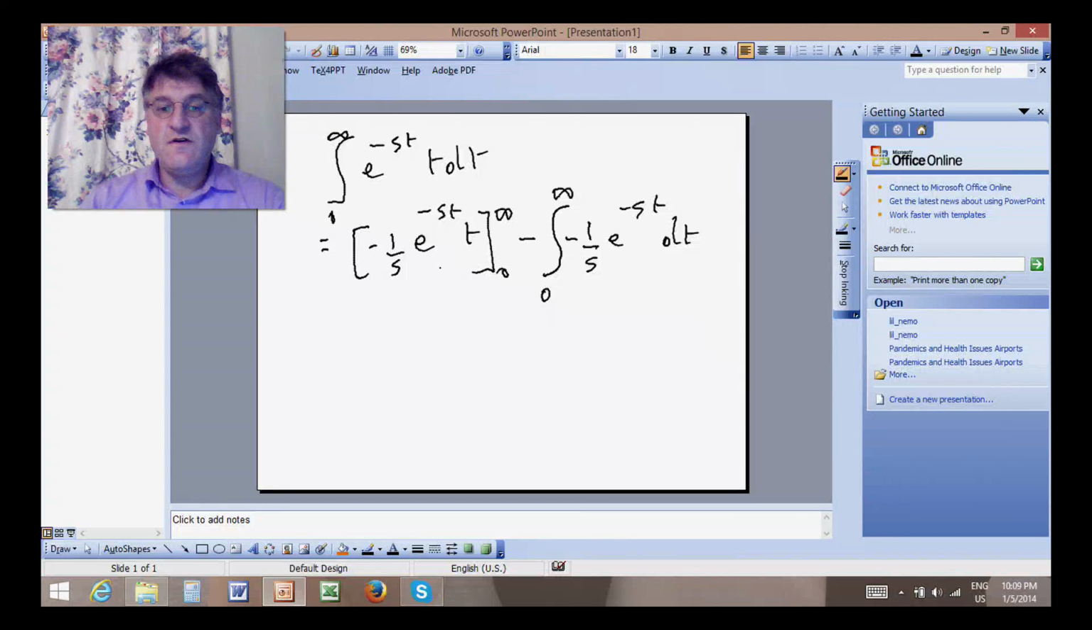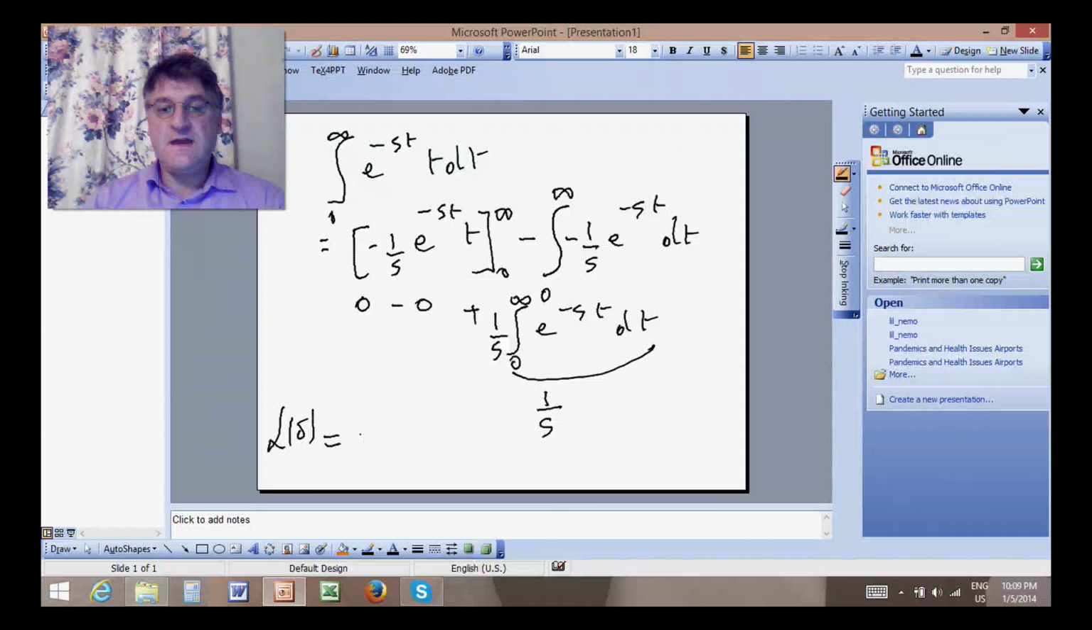Now this term will be 0 minus 0. This term is plus 1 over s times the integral from 0 to infinity of e to the minus st dt. And that term we have already computed as 1 over s. We therefore get that the Laplace transform of our ramp is 1 over s squared.